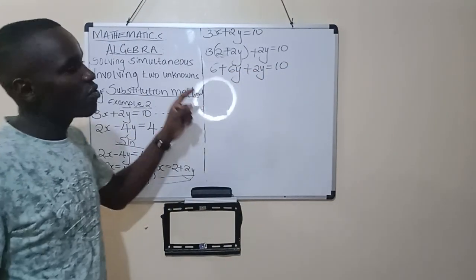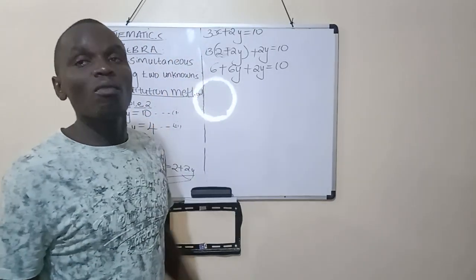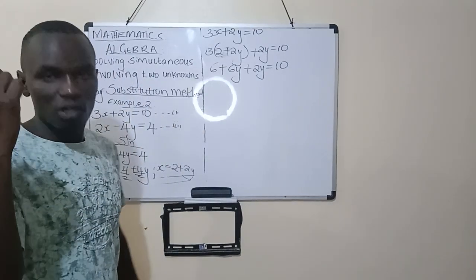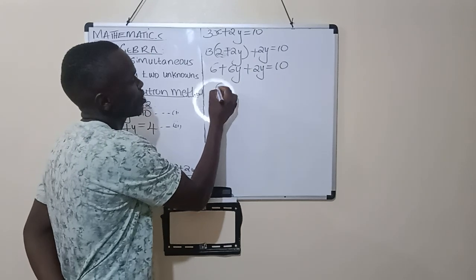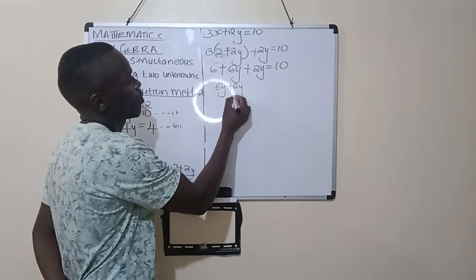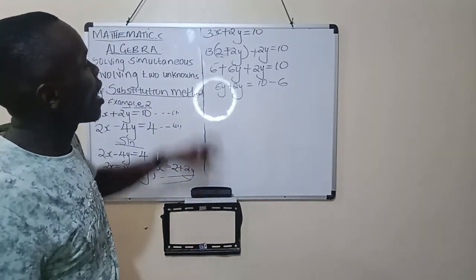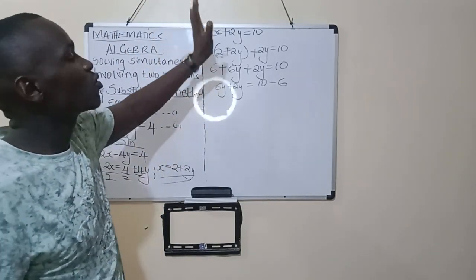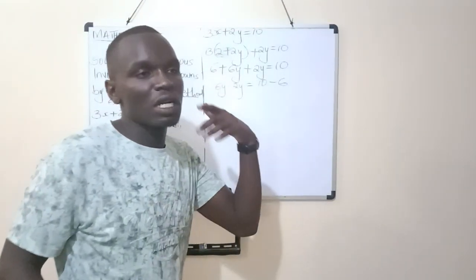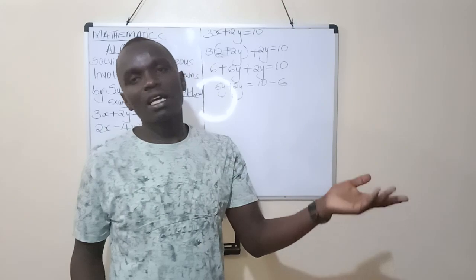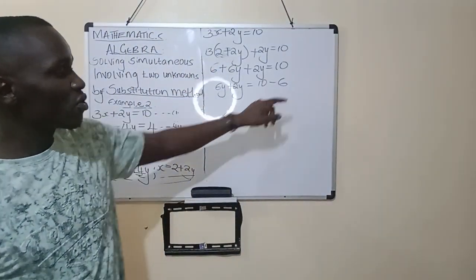When you substitute, normally we substitute with the aim of having one unknown, not two unknowns. So you're going to have 6y plus 2y equals 10 minus 6. Remember, we agreed that when a number from the left side goes to the other side, you have to consider the sign. If it was positive, you write it as negative. If it was negative, you write it as positive. In this case, it was positive, so on this side it's going to be negative.